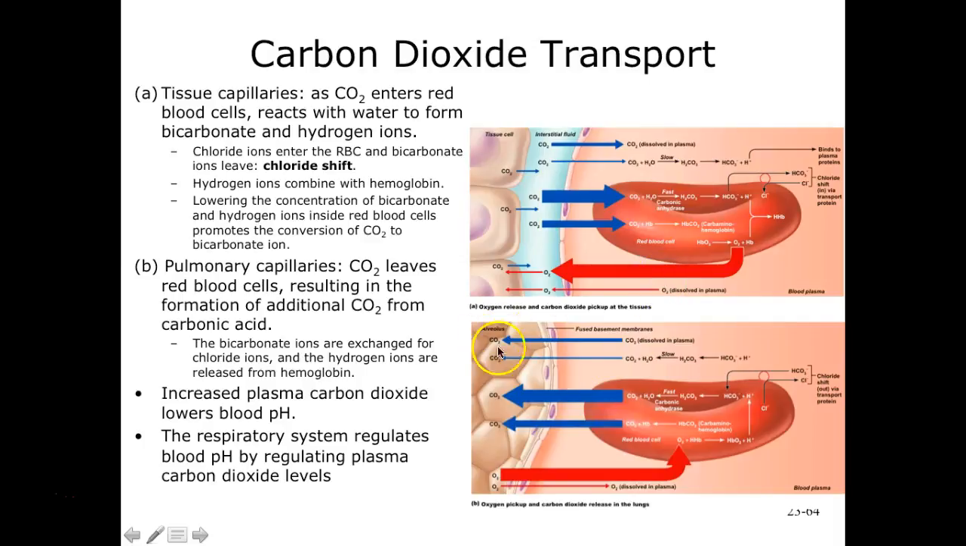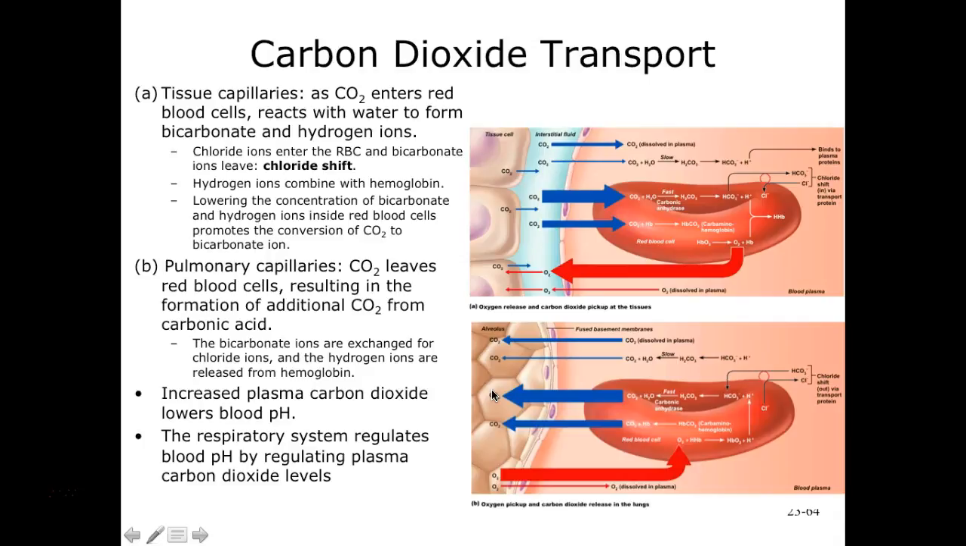Next, what we have is a view into our pulmonary capillaries. So here's our pulmonary capillary, and this is our alveolus here. So our carbon dioxide is leaving our red blood cell, resulting in formation of additional carbon dioxide from our carbonic acid. So now we're moving more in this direction here. Our bicarbonate ions are going to be exchanged for our chloride ions, so we're just having the opposite happening here, and our chloride shifts out, and we're using this bicarbonate ion to continue to form our carbonic acid into carbon dioxide and water to move that carbon dioxide into our alveolus.